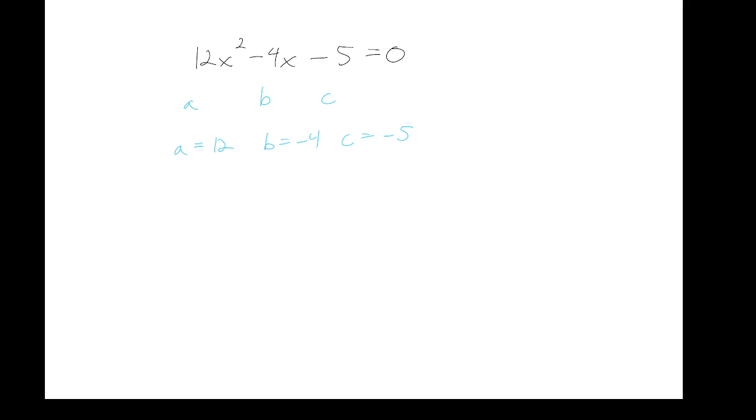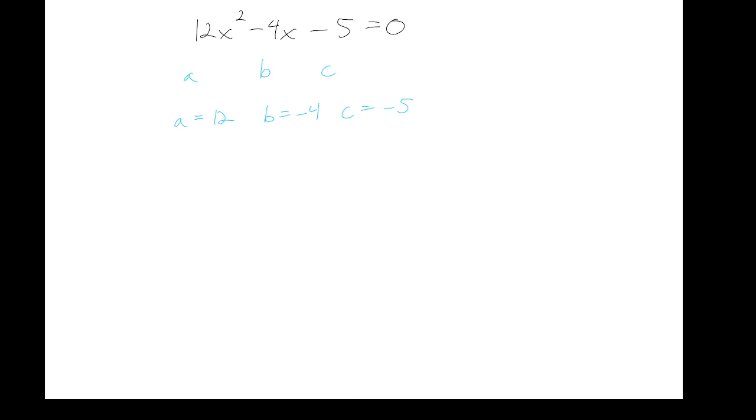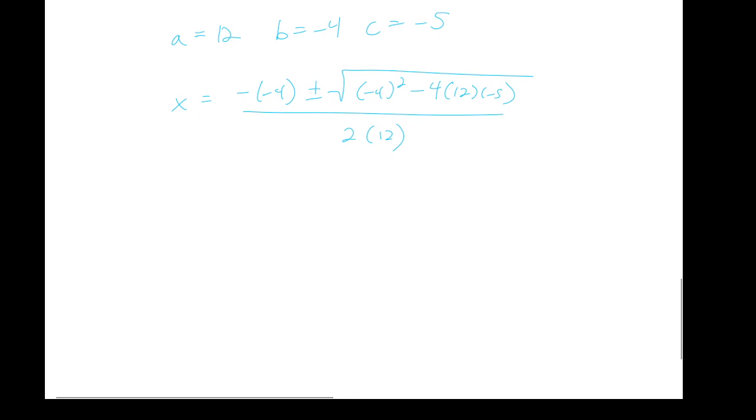All right. Let's plug it in. Let's use it. X is equal to negative negative 4 plus or minus the square root of negative 4 squared minus 4 times 12 times negative 5 all over 2 times 12. There it is. Now we just get to evaluate. It's nothing too crazy. We can do this.